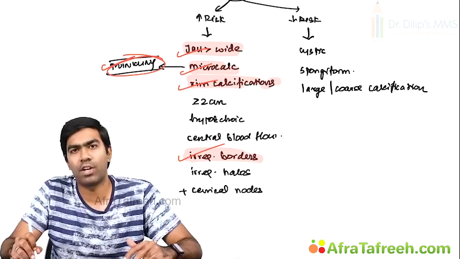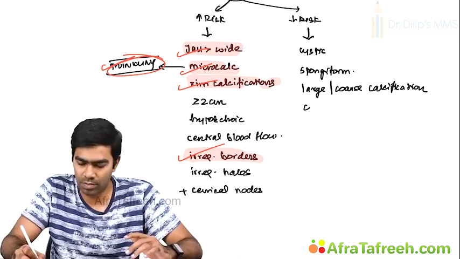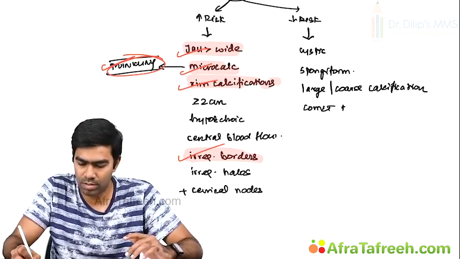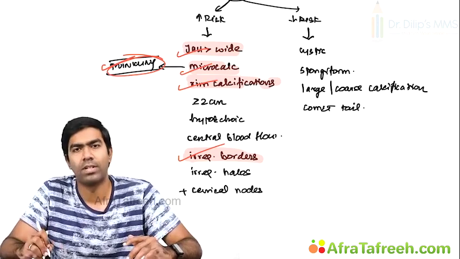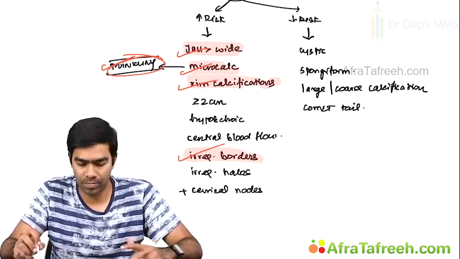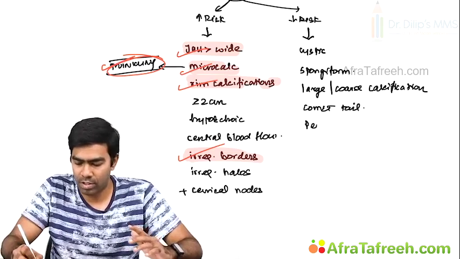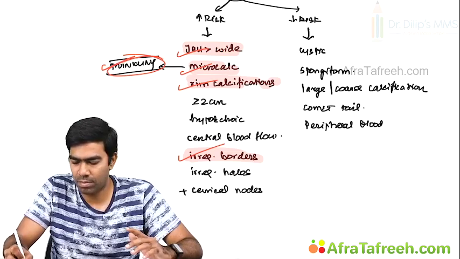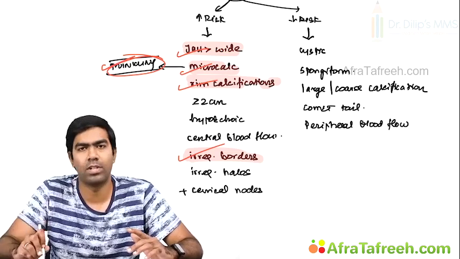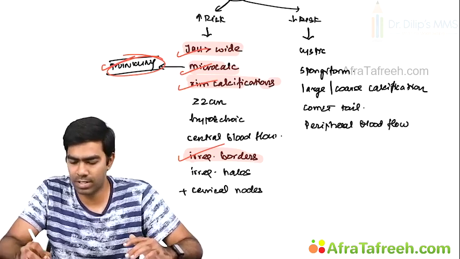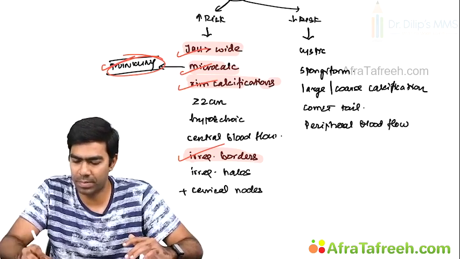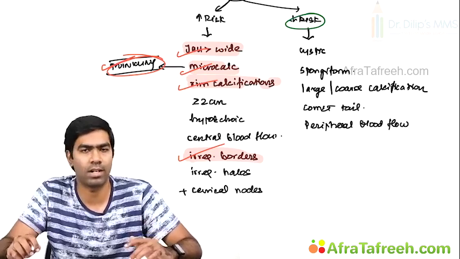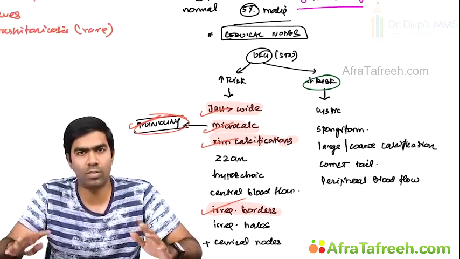Or if the patient is having comet-tail artifacts, and again the presence of these comet-tail artifacts will tell you it's likely to be a benign lesion. Clear? So peripheral vascularity or peripheral blood flow. I told you there is central blood flow, here peripheral blood flow or peripheral vascularity. So all these things will tell you that the patient is likely having a benign nodule or a benign condition. So these are the ultrasound risk factors.